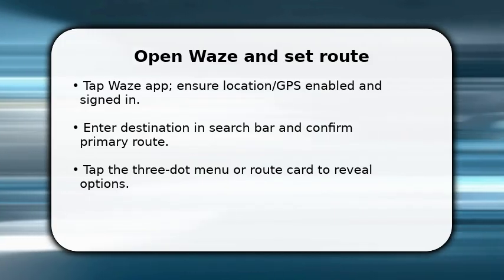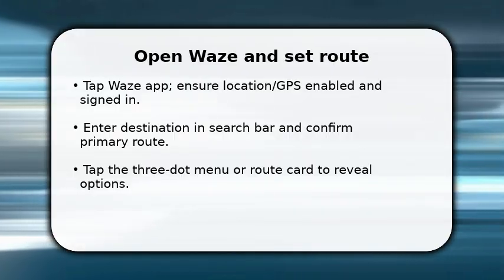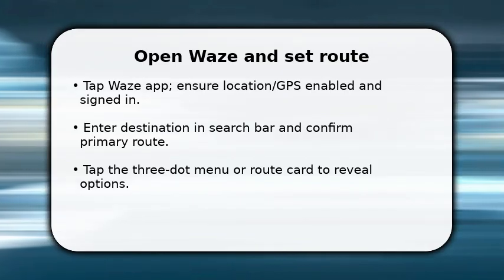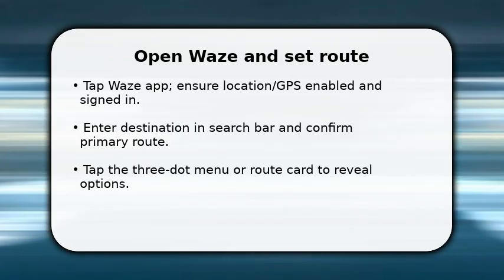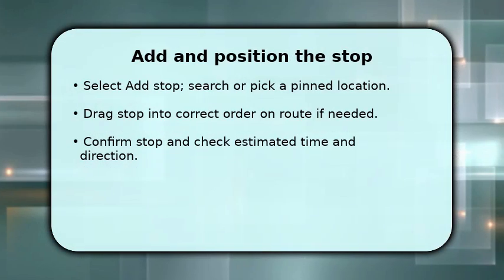Once the route appears, look for the route card or the three-dot menu. That is where Waze exposes add-stop controls. Do this now so you can place an intermediate stop without recalculating from scratch, which saves time and avoids rerouting errors. Now add a stop.